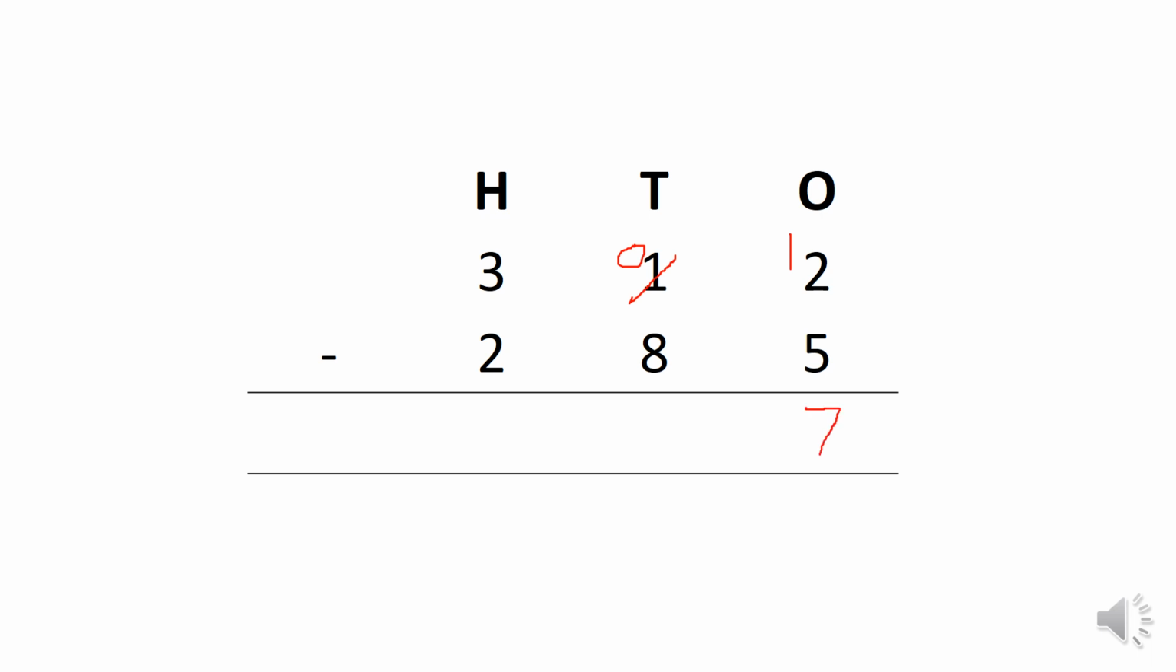I move to my tens column. I've got no tens, take away 8. I can't do it. I need to move across to the hundreds column and exchange one here. So I had 3, but now I have 2. I'm going to move this 10 over here. So now I have 100, take away 80, which is 20. Move across the hundreds, 200, take away 200, which is nothing. Hopefully you got 27.